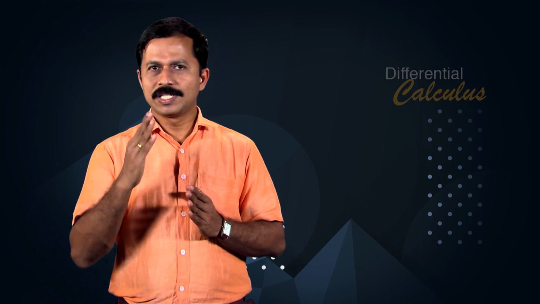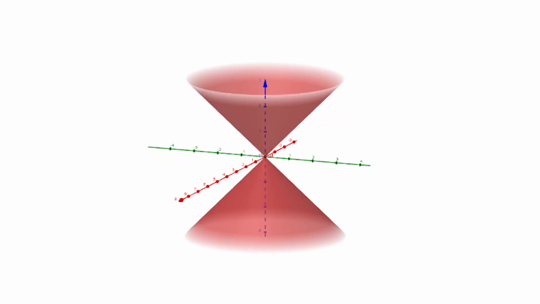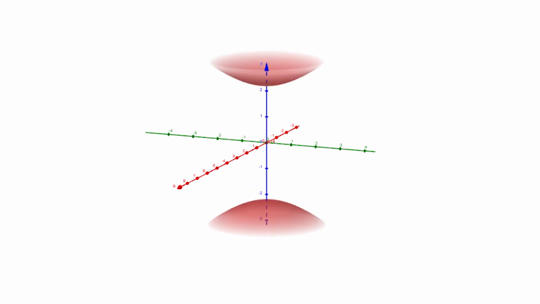Before concluding, we discuss the level surfaces of f of x, y, z is equal to z square minus x square minus y square. The level surfaces have equations of the form z square minus x square minus y square is equal to k. If k is equal to 0, this equation represents the cone z square minus x square minus y square is equal to 0, or z square equal to x square plus y square. If k greater than 0, level surfaces of f of x, y, z is equal to z square minus x square minus y square are hyperboloids of two sheets.